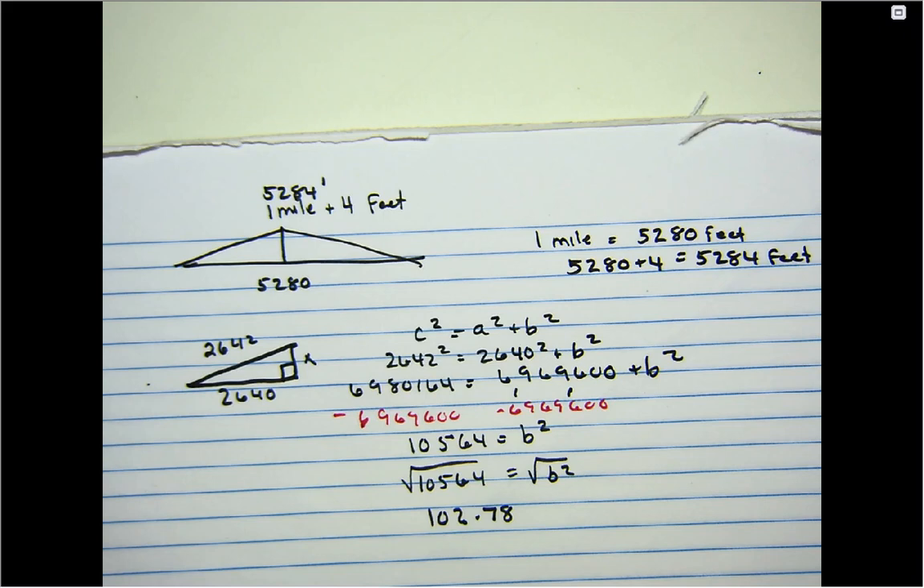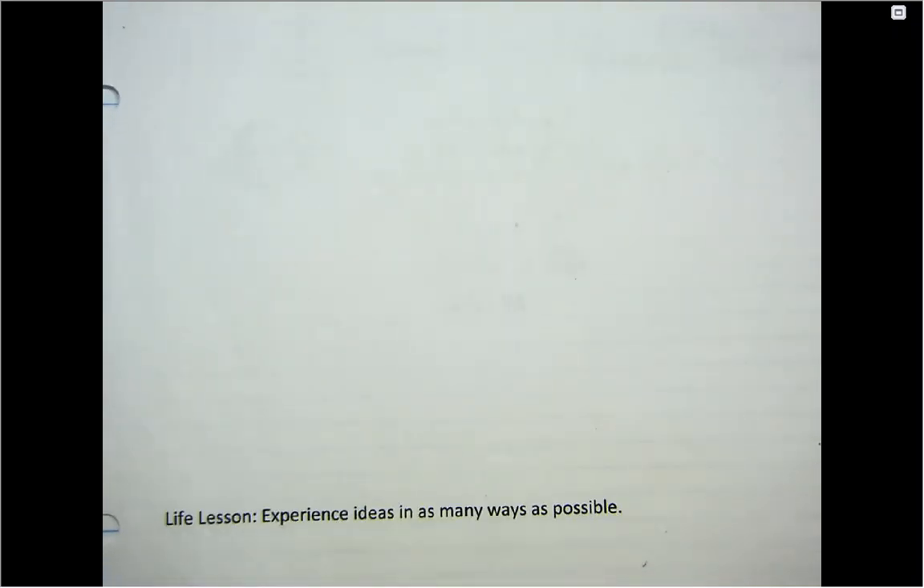Any other homework questions? Okay. We were in section 4.1 looking at the Pythagorean theorem. The life lesson in that section is to experience ideas in as many ways as possible. So we're looking at several proofs of the Pythagorean theorem, and hopefully one of them clicks for you and you can understand it well. So that would be the one that you'd want to practice, right?